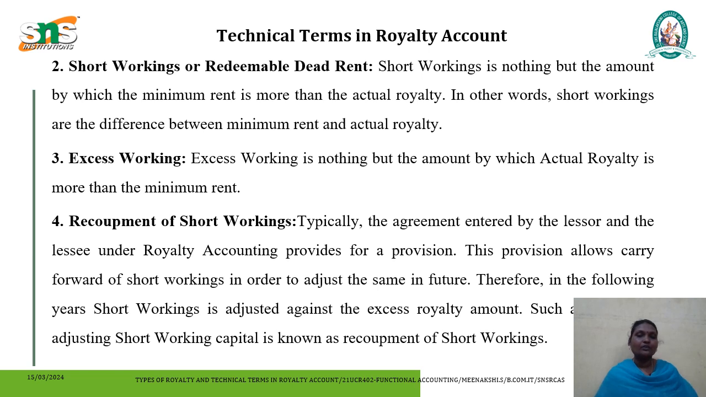Recoupment of short workings: the agreement entered into by the lessor and the lessee under royalty accounts provides for a provision. The main aim of creating this is that short workings can be carried forward in order to adjust the same in future. So these terms are commonly used in royalty accounts agreements. Without proper understanding of these terms, it is impossible for the lessor and lessee to act perfectly in this royalty accounts procedure. So it is important to understand the terms clearly before entering into any contract of royalty accounts.